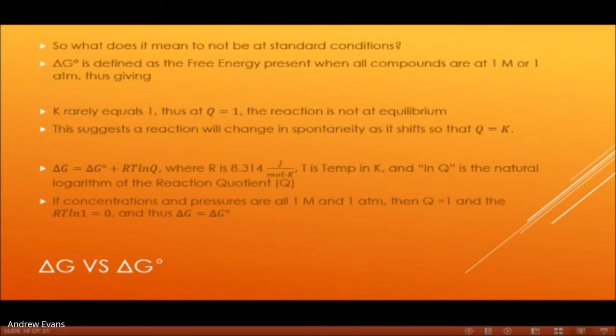Now, we will see on occasion a delta G and a delta G non-standard. What is the difference between the two? What does it mean to not be at standard state conditions? How do we treat that? Well, delta G standard is specifically defined as the free energy present when all compounds are at 1 molar or at 1 atmosphere.